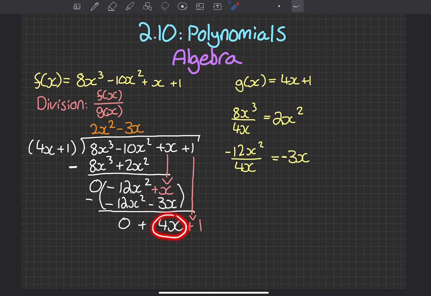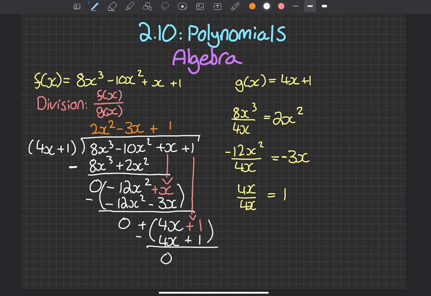We divide this by this, like how we did it before. So now we have 4x over 4x. And that'll just give you 1, right? So you take this 1 and just put it up here, plus 1. And again, you multiply this number, this 1 here, by everything in here. So 1 times 4x is just 4x. 1 times 1 is 1. Take these, subtract them from each other again, and that will give you 0 plus 0, which equals 0, right?